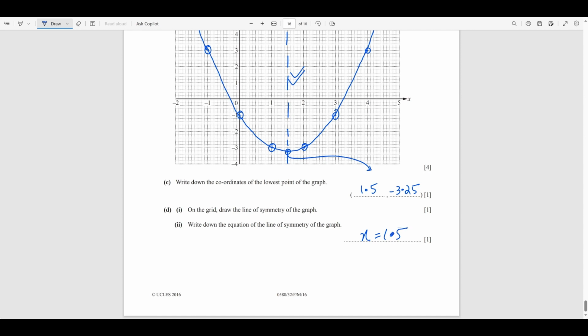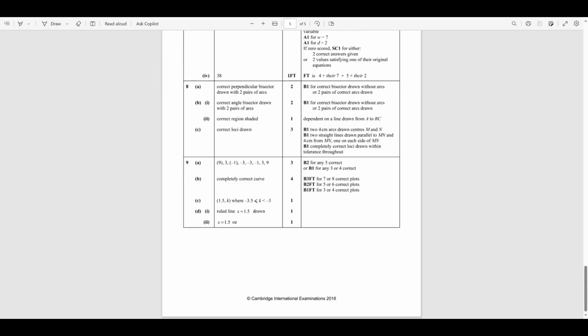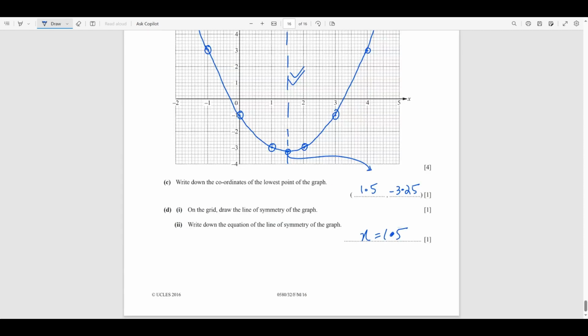And I believe that's the last question on this paper. Let's quickly check the answers. 1.5 and k, where k is between -3.5 and -3. So ours is -3.25, so it's good. And then the ruled line, x is equal to 1.5, okay, all good. So I think that's the last thing on the paper.